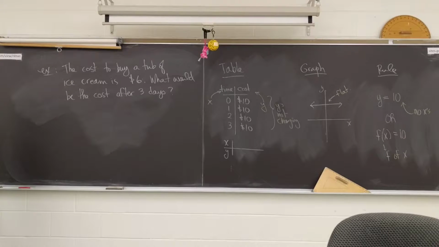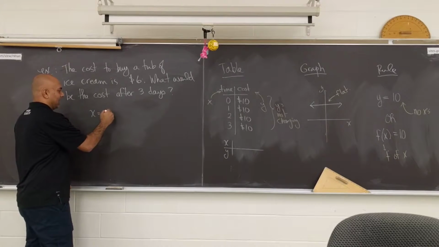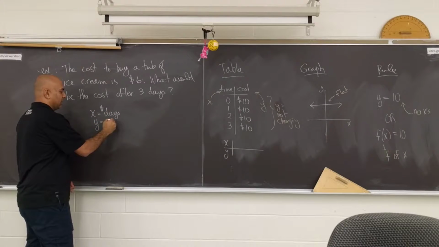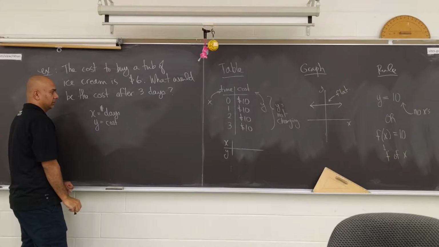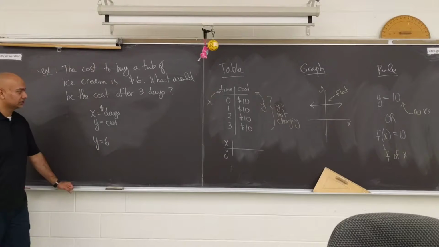This is a perfect example of a constant function, because when you look at this, it doesn't even make any sense. Cost after 3 days? $6. Why would the cost of a tub of ice cream change just because you bought it a couple days later? Just in general, even if you wait a little bit, it's still going to be the same price. So in this case, the x is acting as your days, or the number of days. The y is acting as your cost, in dollars. And our answer, the cost itself, would be $6, because that has nothing to do with days.